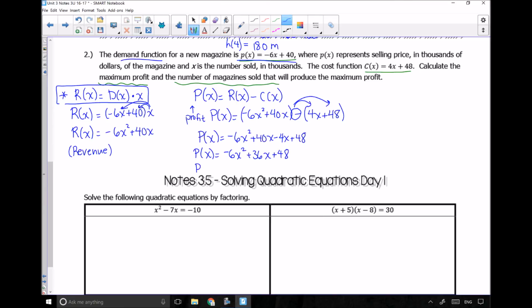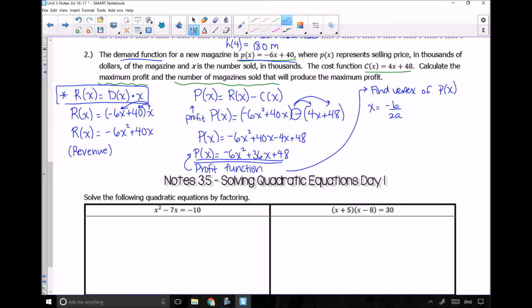So this right here is the profit function. That's key, I need to know the profit function. Well, I want to know my maximum profit, so that means I have to find the vertex of my profit function. To find the vertex, I'm going to do x equals negative b over 2a. Or I could complete the square, or I could find the roots. But I want to do it this way because this is the newest way, and I want to make sure you all understand how to do this.